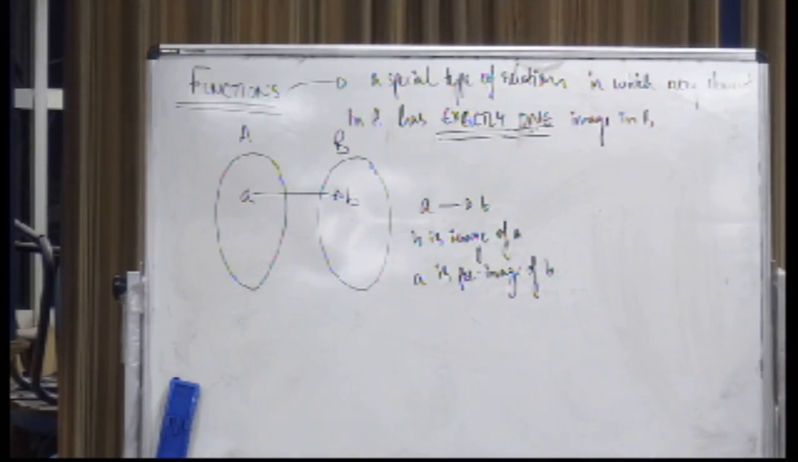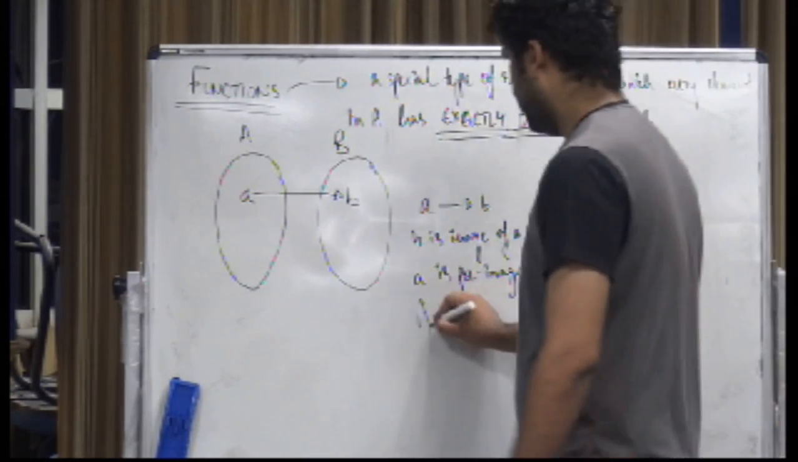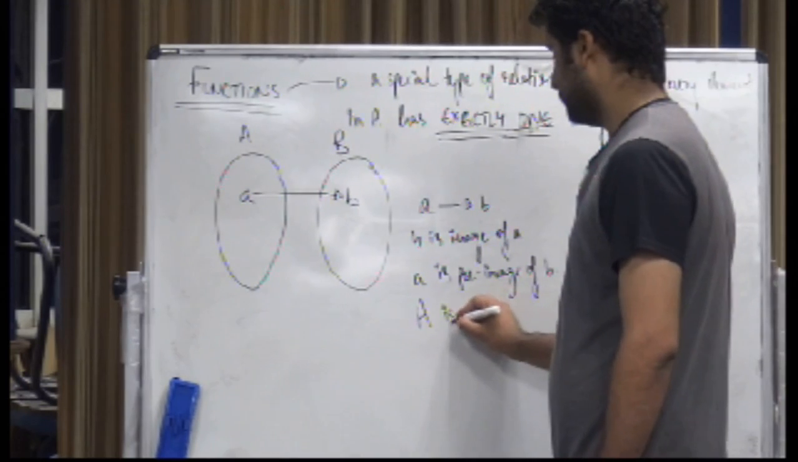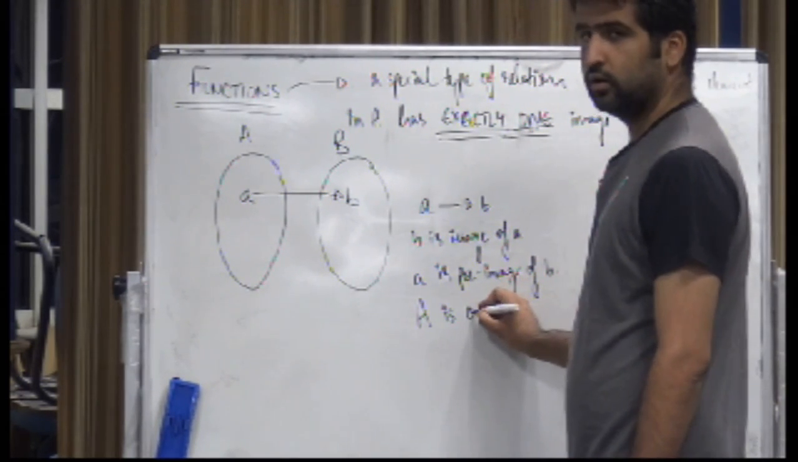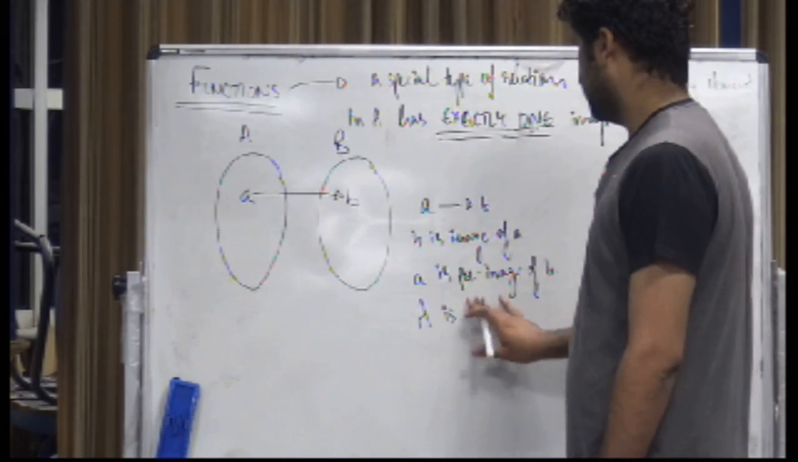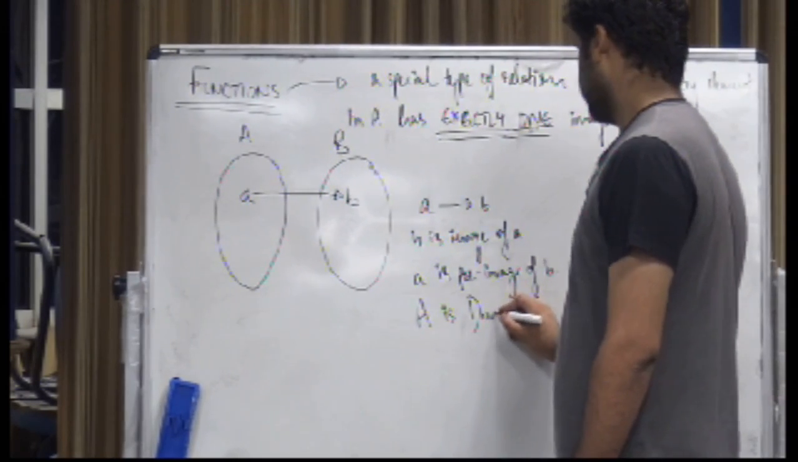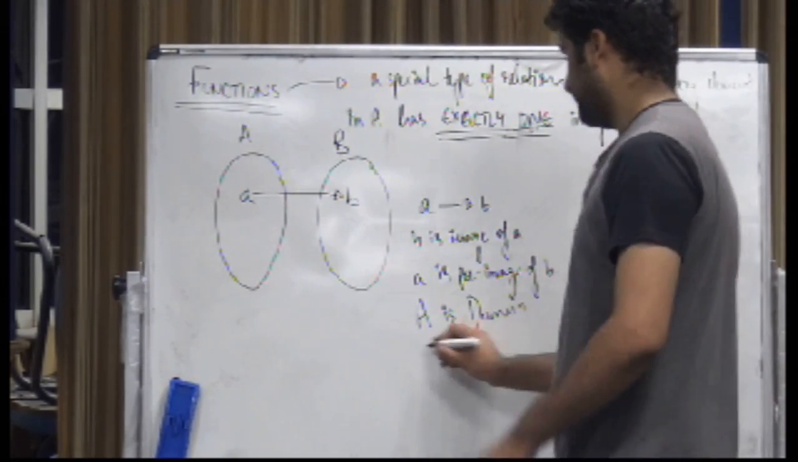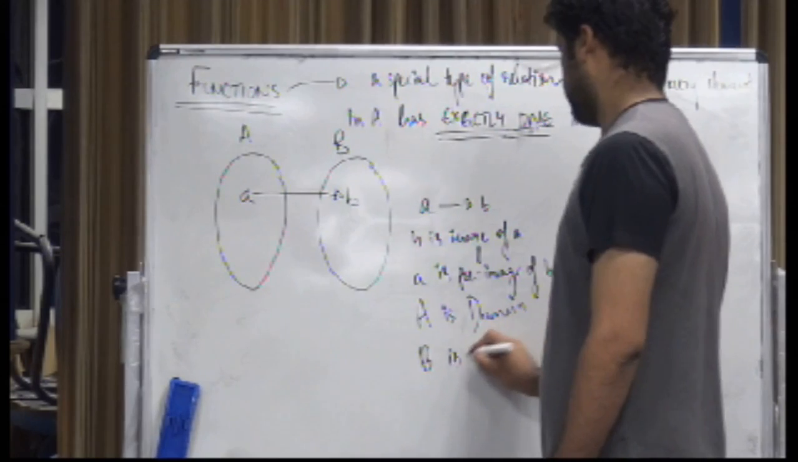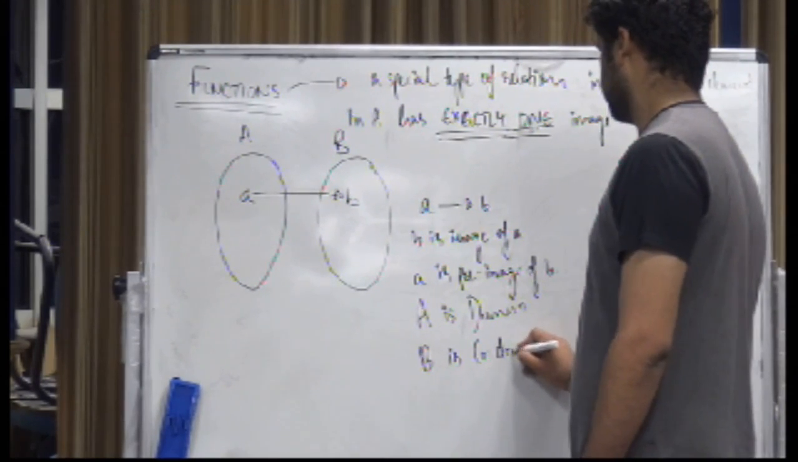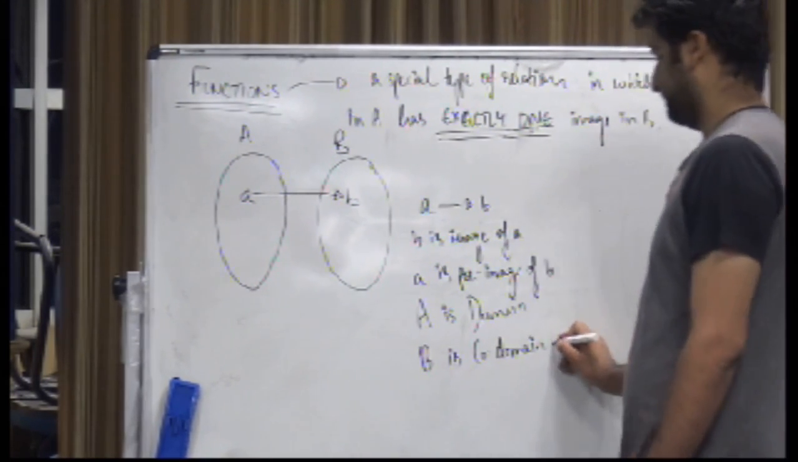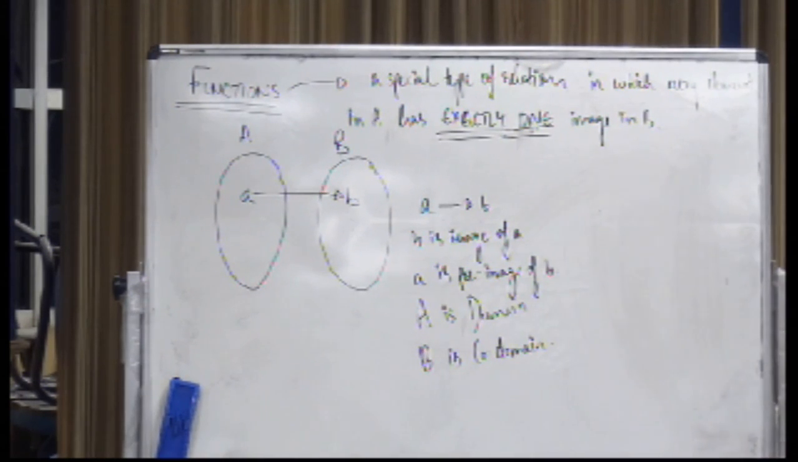Also, capital A is called the domain, and capital B is called the codomain. Just write this down. So in this case, every element in A has exactly one image in B.